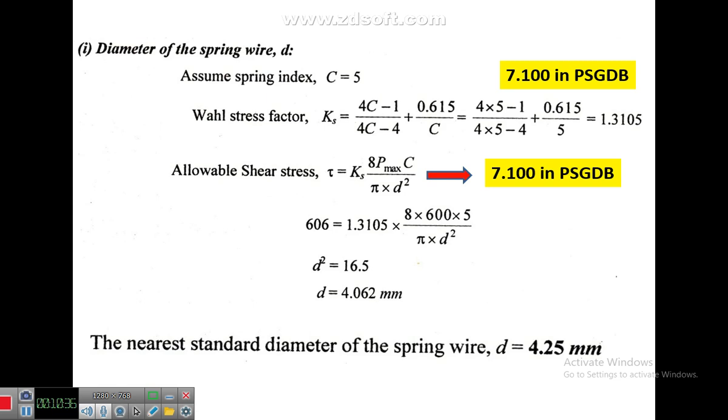Diameter of the wire is derived from the formula on page number 7.10. We have a list of formulas, like Ks and C value. One more thing is shear stress, which is also available on page number 7.100. Using the formulas, you can find the wire diameter as 4.06. So we have to make it a round value. Using the table, we got it as 4.25 mm.